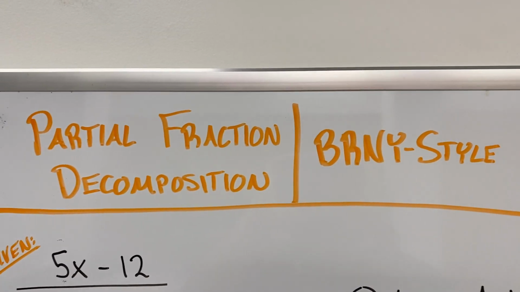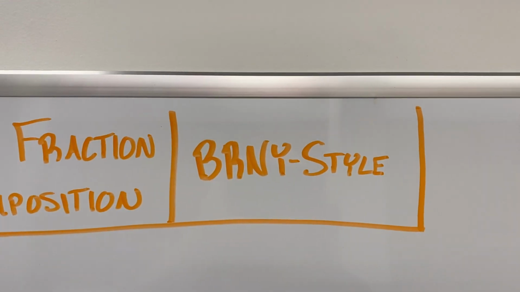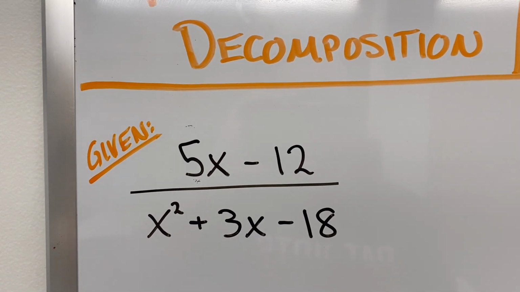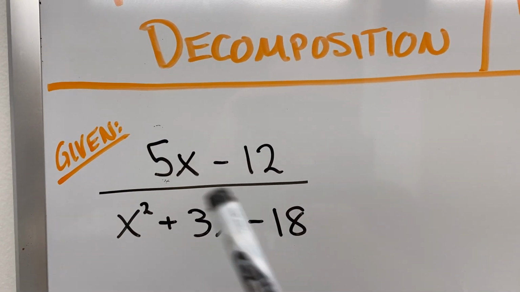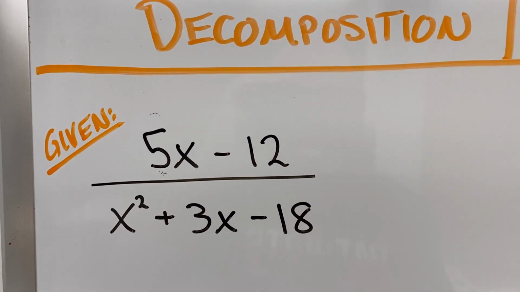All right, welcome aboard. Today we're talking about partial fraction decomposition. We're going to break it down Barney style right now. So let's say you're given a polynomial fraction expression, something like this here: 5x minus 12 divided by x squared plus 3x minus 18.